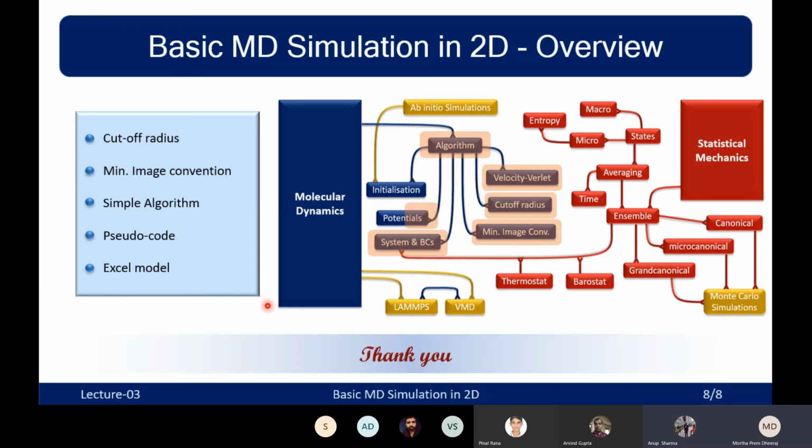Okay, but ultimately you will be simulating the laser ablation process with this, right? Yeah, I'm planning to. Okay, okay.